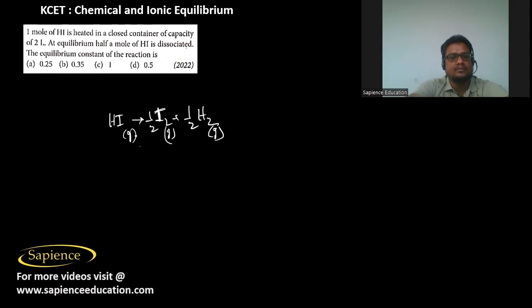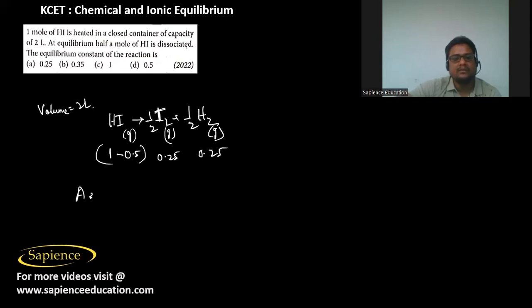Now 1 mole is heated, and at equilibrium half a mole of HI is dissociated. So 1 minus 0.5, 0.5 mole has dissociated to form 1 by 4, that is 0.25 mole of I2 and 0.25 moles of H2. Then here the equilibrium constant. And here the container capacity, that is the volume, is equal to 2 liters.